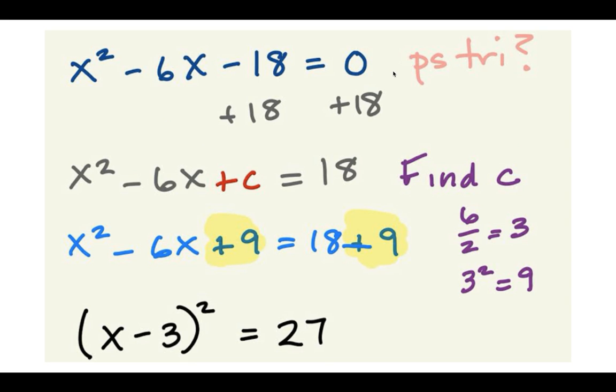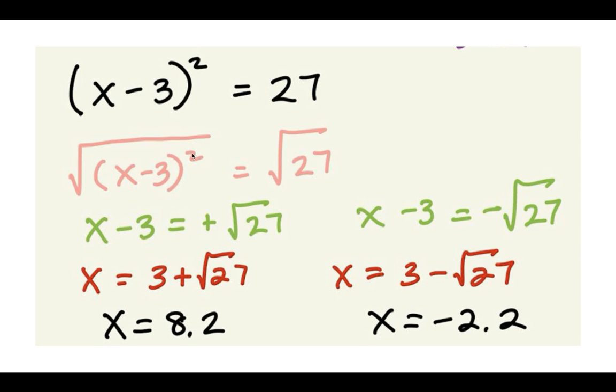The answer is no. I will then move the 18 over, find C, half of B is 3, squared is 9, add 9 for C, add 9 on the right-hand side. Factor the left, add on the right. Now I will use the square root property and I begin to solve for my roots. My roots are 8.2 and negative 2.2.